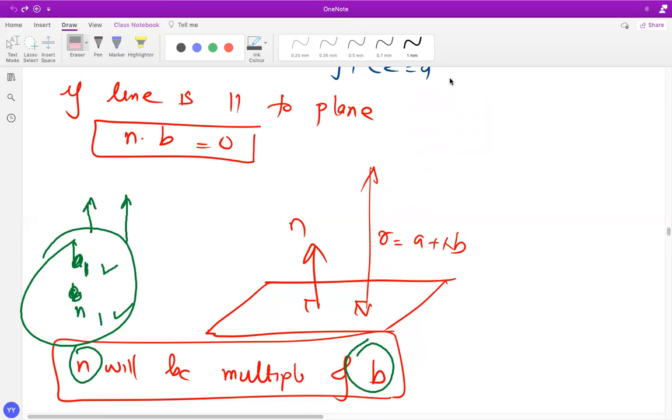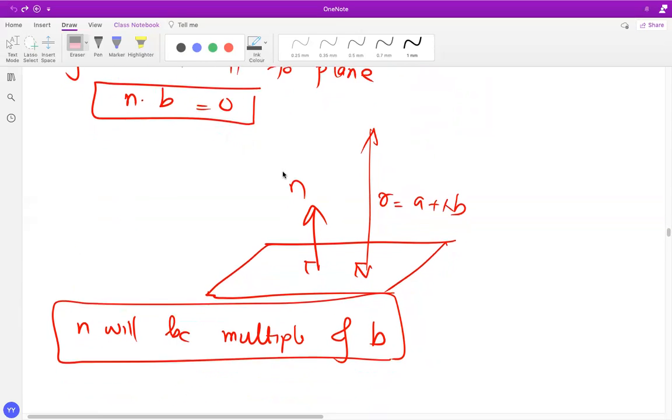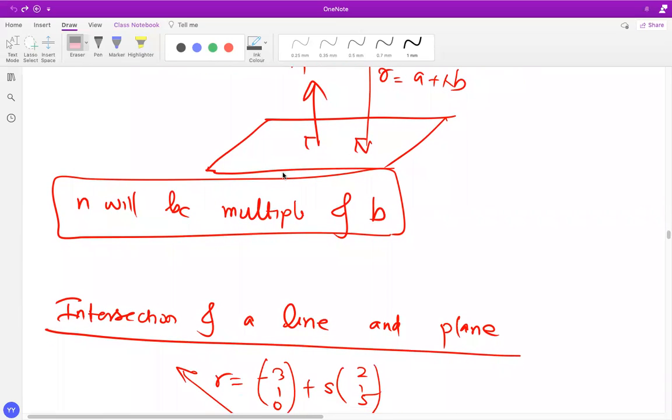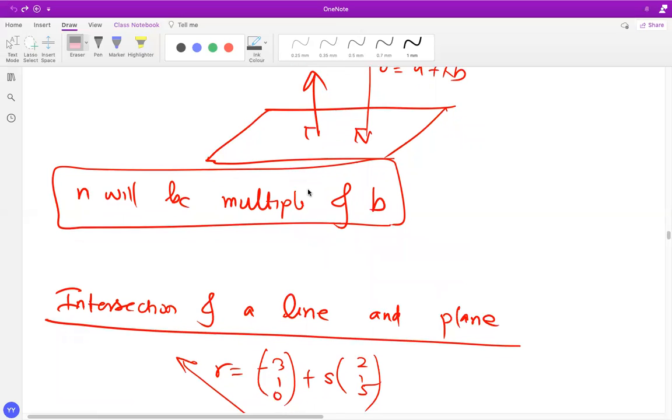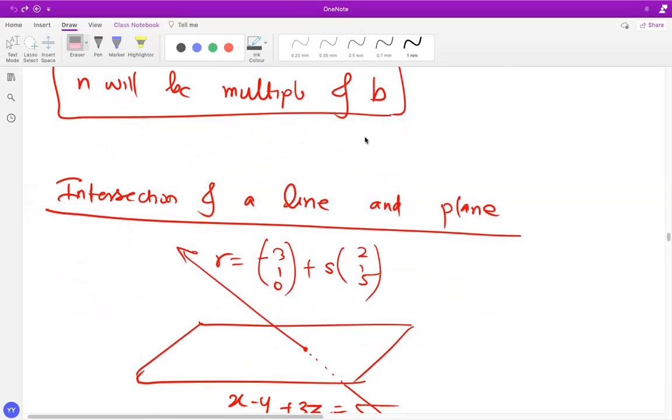This is how you understand the basic key concepts of the normal, the angle between two lines, the angle between two planes, the angle between a line and a plane, and when they are perpendicular and parallel. The last key concept remaining is how we find the intersection of a line and a plane. I'll try to be quick here.